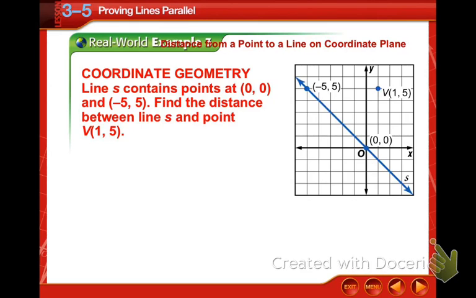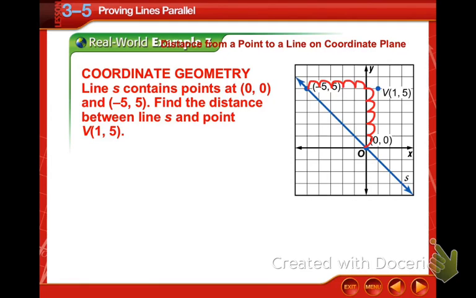So, the first thing we need to do, find the slope of the line we do have. So that's easy. Rise over run. 1, 2, 3, 4, 5. 1, 2, 3, 4, 5.